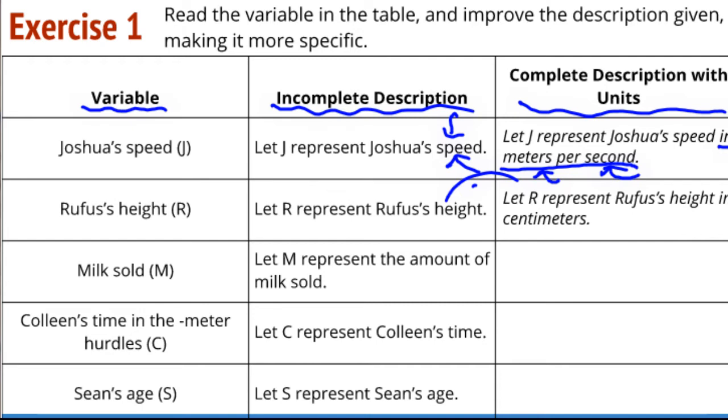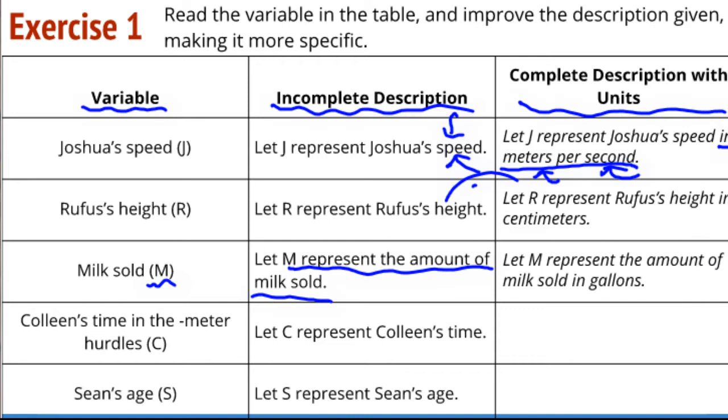All right, take a look at the next one here. We've got milk sold. We've got the variable M, and let M represent the amount of milk sold. Well, in my head, I'm thinking, gosh, there's a lot of ways that milk is sold. It can be sold by the pint, the quart, the half gallon, the gallon. I was raised on a dairy farm. We sold it by the pound. So exactly how are we measuring the milk? We're going to do milk sold, and we're going to specify that it is in gallons.